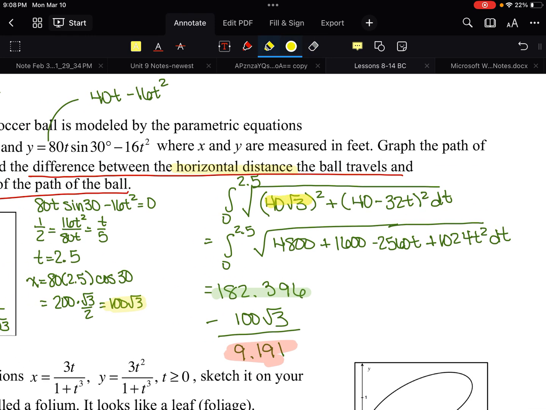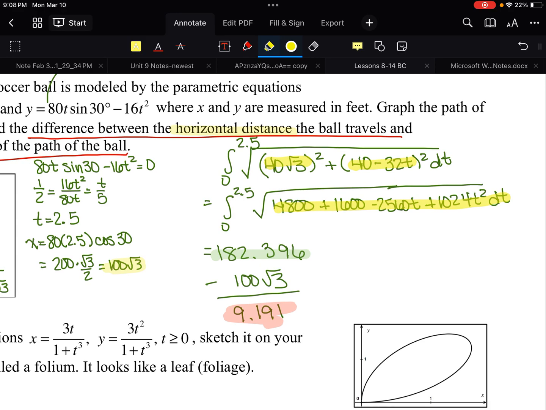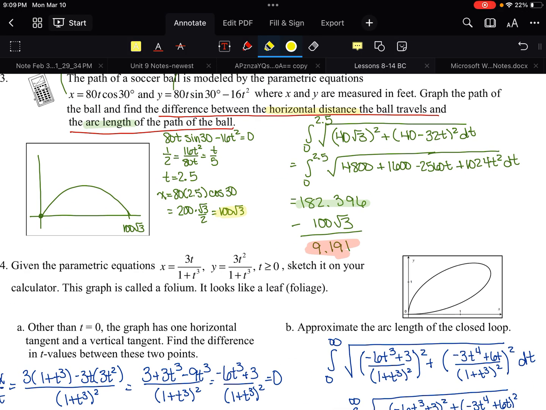So here's the derivative squared, here's the derivative squared. Square those. And that wasn't something that I could do the antiderivative of. So grab the calculator. I typed this into the calculator and got 182.396. So it traveled 182.396 feet along the curved path. It traveled 100 square root of 3 feet horizontally. So the arc was 9.191 feet longer than the horizontal distance was.